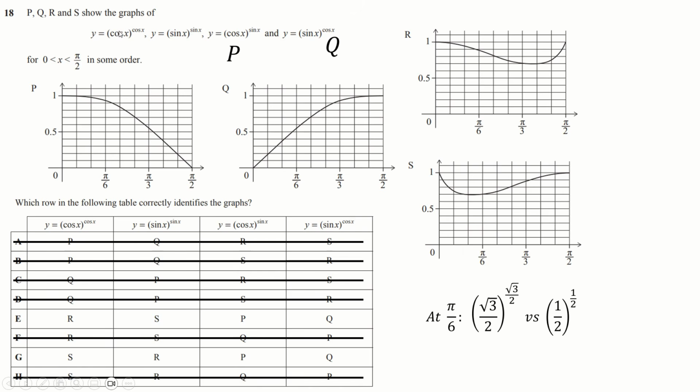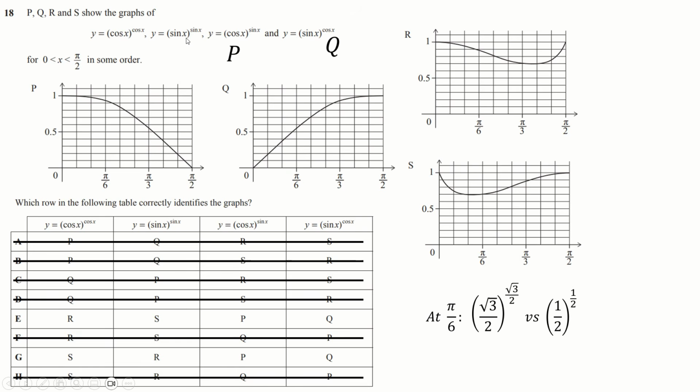So at pi over 6, cos of pi over 6 is root 3 over 2. So it's root 3 over 2 to the power root 3 over 2. Sine of pi over 6 is a half, so this is a half to the half. All I'm really looking for is which one is bigger, because the graphs say that one of them should be slightly bigger than the other. Now this is a lower number to a lower power than this is. So I think very logically, and I don't think I'm getting anything wrong here, this is definitely the smaller number.